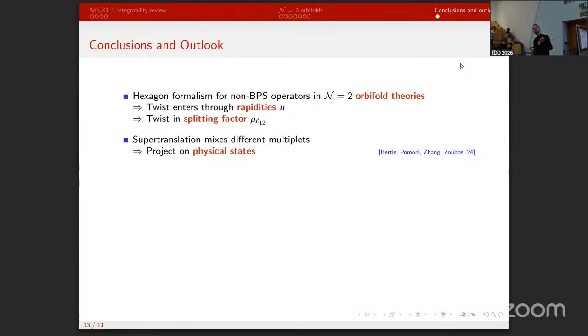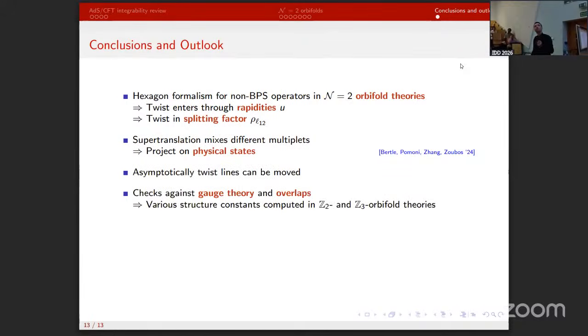I briefly told you that the supertranslation mixes different multiplets and is one of the obstacles in this construction. But in the end, you just project on physical states and then everything's fine. I also explained that asymptotically these twist lines can be moved over the figure. And we also checked this against gauge theory and overlap calculations at one loop order, at least for various structure constants computed in the Z2 and Z3 orbifold. And from here, of course, you can also generalize to higher Zm orbifolds.